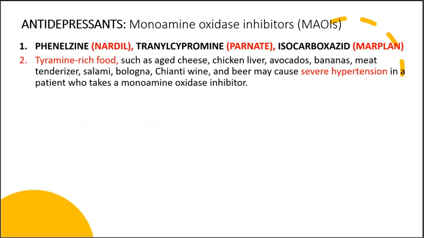So for example, tyramine-rich food would include your aged cheese, chicken liver, avocados, bananas, meat tenderizers, your salami, bologna, Chianti wine, and even beer, because interaction of your monoamine oxidase inhibitors with this tyramine-rich food can cause severe hypertension in your patients. So you want to remember that for the NCLEX.